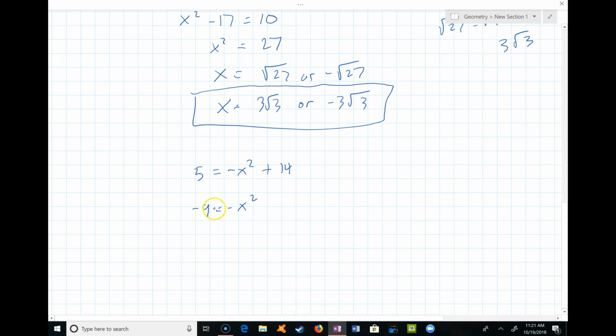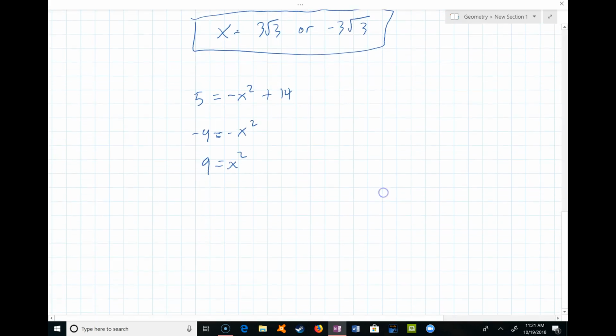And I want to get rid of that negative before I square root, because I don't want to square root a negative number. So I would multiply by negative 1 or divide by negative 1, and that would give me 9 is equal to x squared. And then I'd square root both sides, and I would get 3 or negative 3 is equal to x.